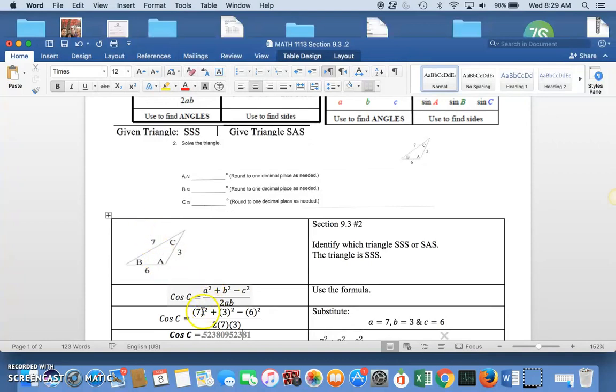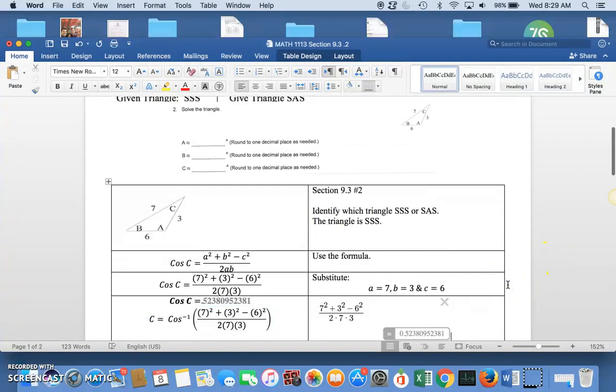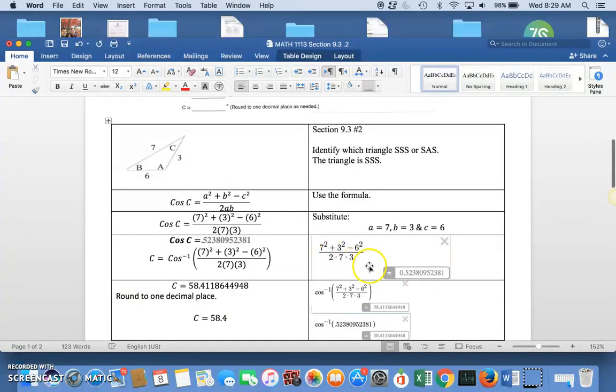Side A is 7. Side B is 3. Side C is 6. Plug those in. And of course the A and the B on the bottom. A lot of it, once you plug it in, just becomes calculator oriented. So we plug that information in, and that's the value you get right there.